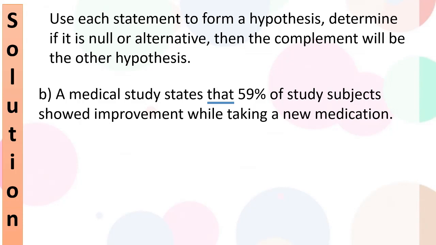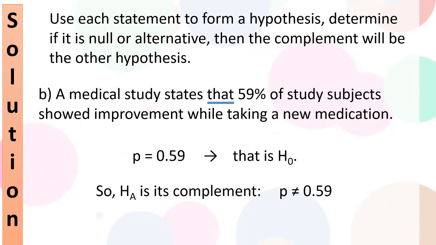And that is an equal sign. It's not more than or less than, but it said that 59%. That's an equal sign. So we're looking at p equals 0.59. So we need to know, is that the null hypothesis or the alternative hypothesis? Because there's equality in this, it's the null hypothesis. It's H naught. That's how we pronounce the H with the little zero, H naught. So what's the opposite of being equal to a number? It's not equal to that number. So p not equal to 0.59. And that would be our HA.